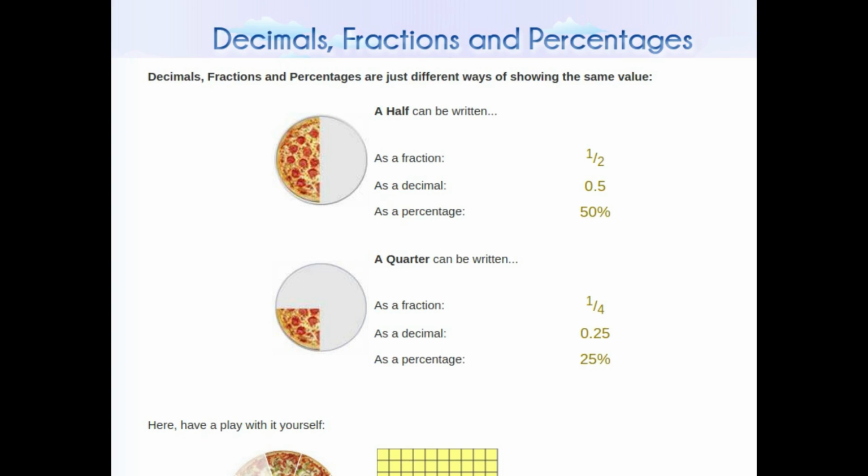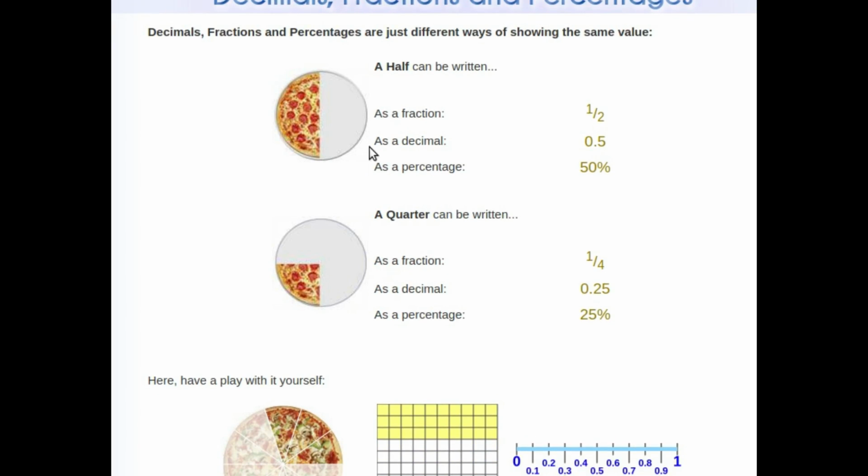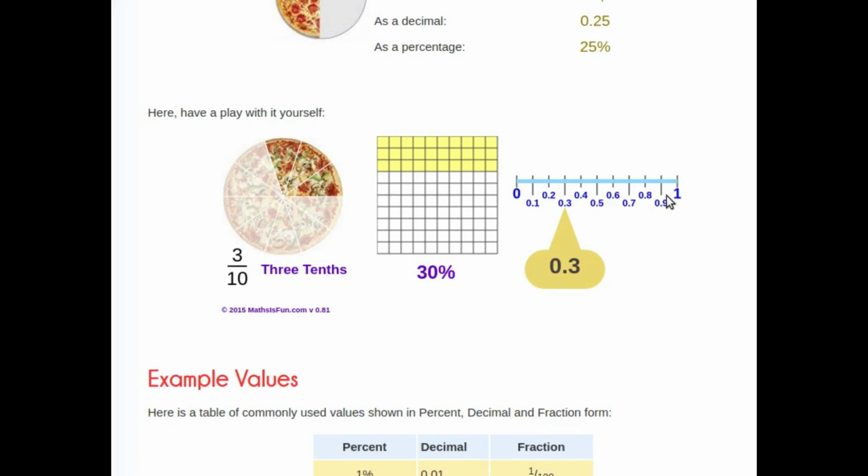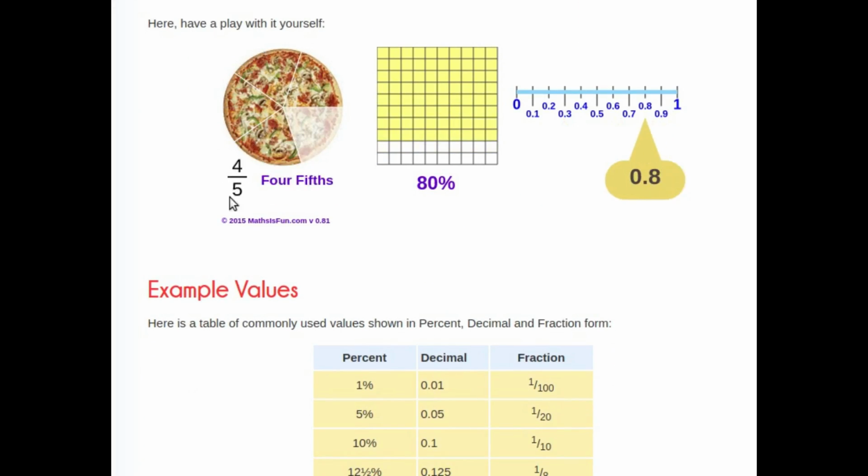See here, in the first case we have a pizza, so we can call this 1 by 2, that is a fraction, or we can call it 0.5, a decimal, or 50%, that is a percentage. Again we have a quarter, which we can call 1 by 4, or 0.25, or 25%. So how to convert fractions to decimals and decimals to percentages? We'll see it here.